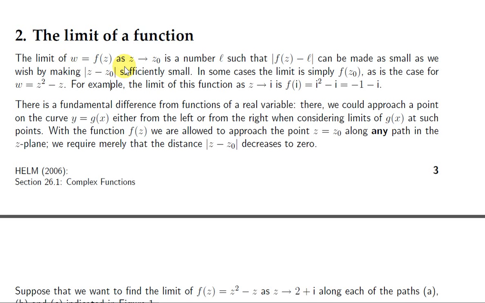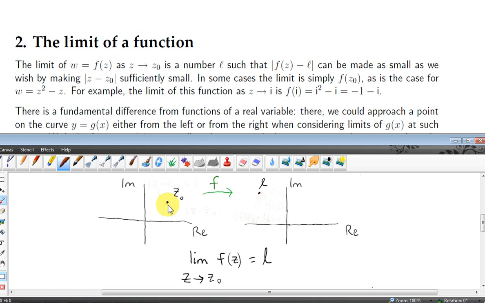The limit of w equals f of z as z tends towards z0 is a number L such that the modulus of f of z minus L can be made as small as we wish by making the modulus of z minus z0 sufficiently small. Let's see a picture of what's going on.